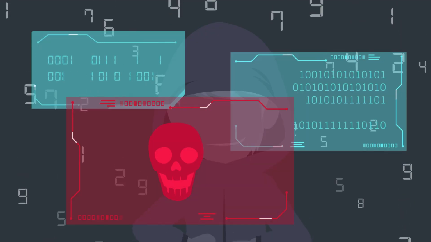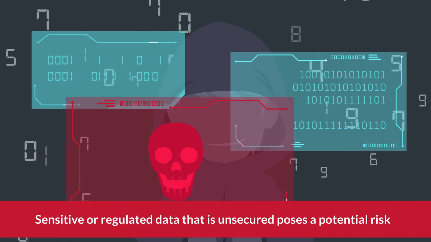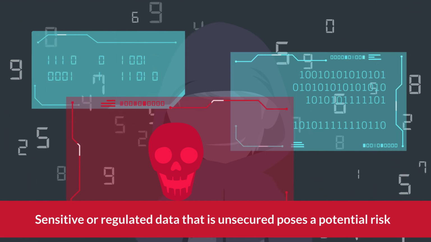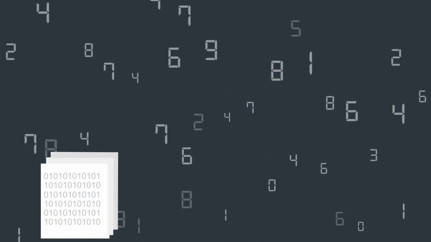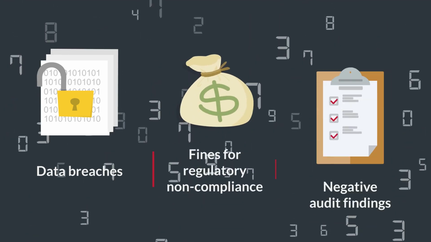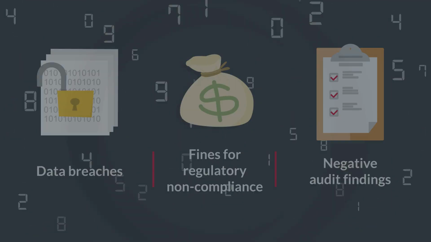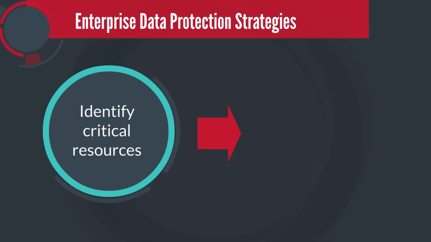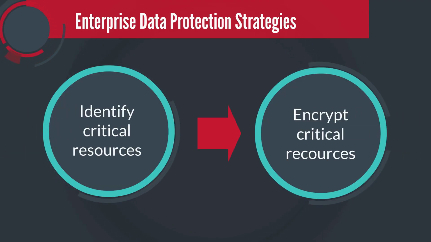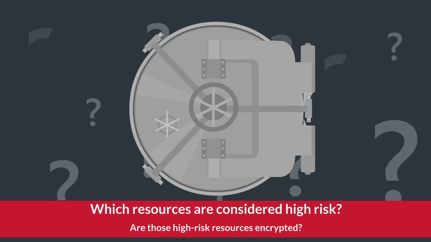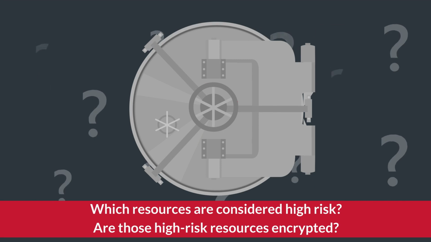Unsecured sensitive or regulated data, such as social security numbers, credit card numbers, or medical records, poses a threat to your organization. If this critical data is left unsecured, your organization risks data breaches, heavy fines for regulatory noncompliance, and negative audit findings. Enterprise data protection strategies include identifying critical resources and securing those critical resources using encryption. Do you know which resources are considered high risk and whether those high-risk resources are encrypted?